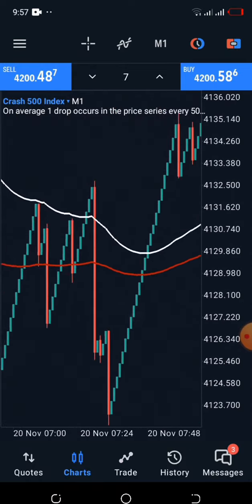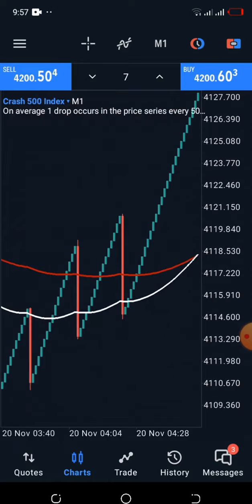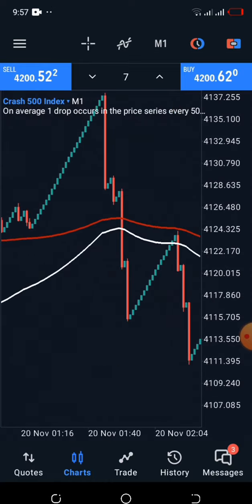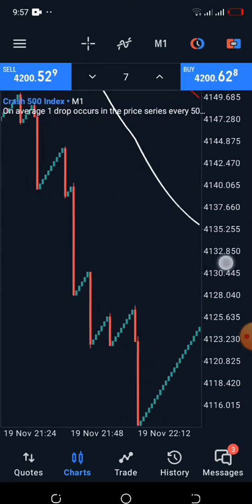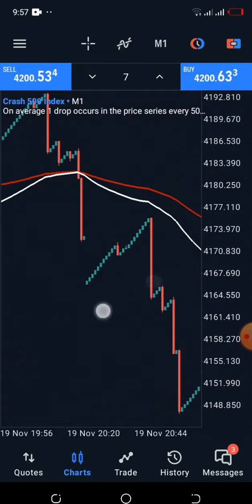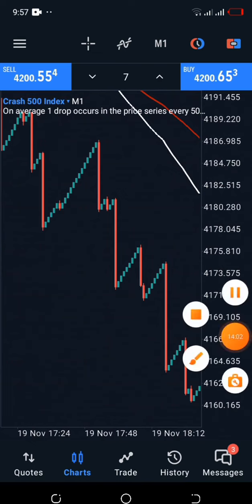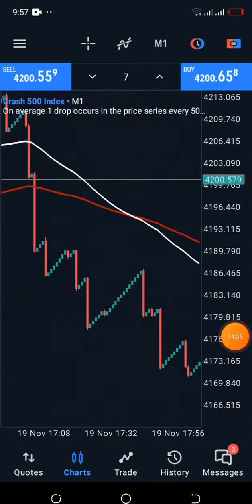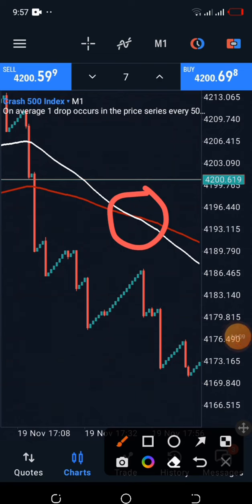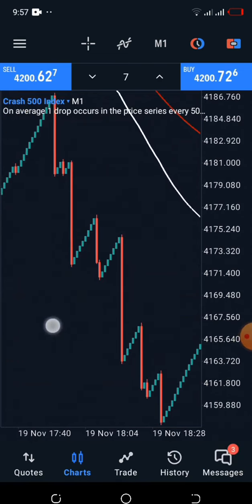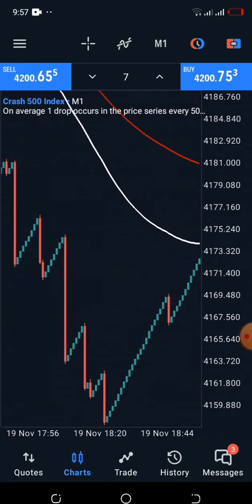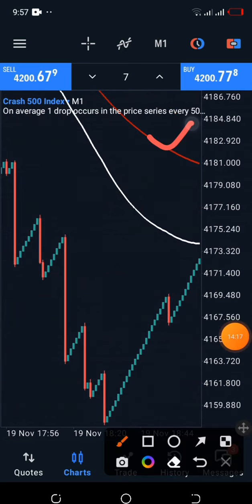Let me reiterate again the condition for trading crash 500. The condition for trading crash 500 is that your indicator must be crossing to the downside. Like this. How do you know that it's crossing to the downside? When the red is on top of the white. Can you see? You can see that the red here is actually on top of the white.